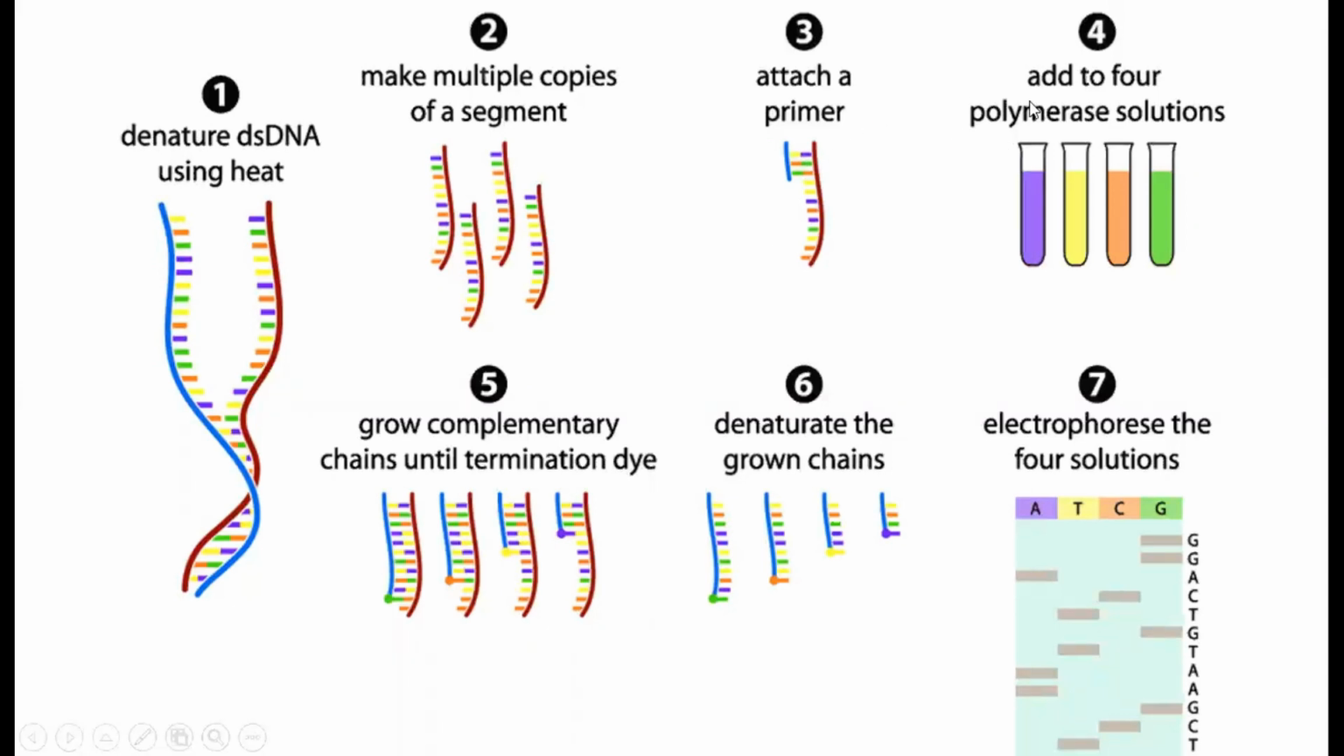Once your process is initiated, you add 4 polymerase solutions. So you have 4 test tubes. Let's say in this test tube, you add dATP, that is deoxyadenosine triphosphate. Then you add dTTP, that is deoxythymidine triphosphate, then dCTP, and then dGTP, right?